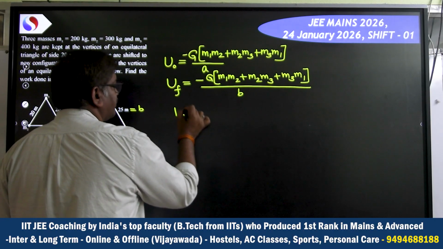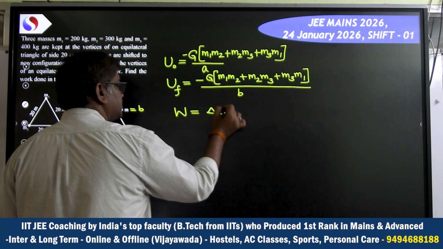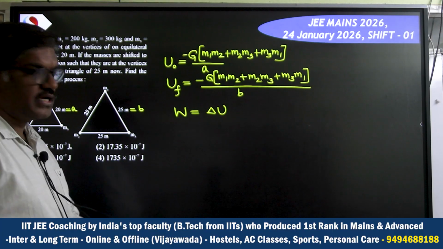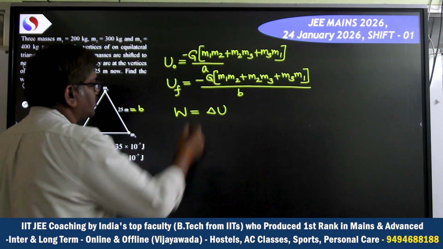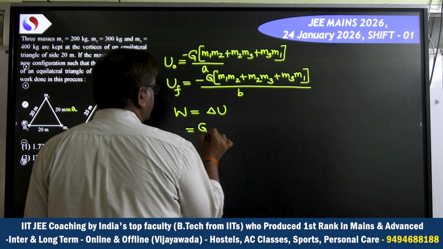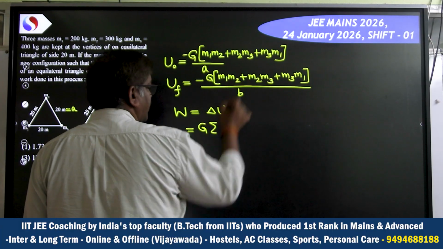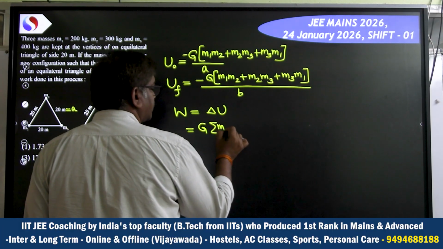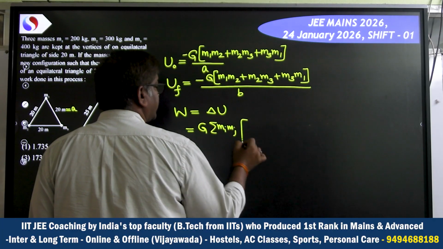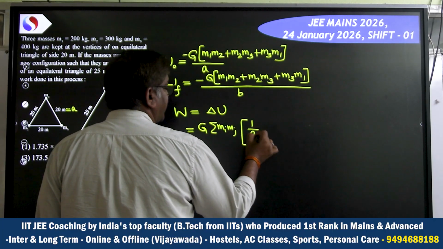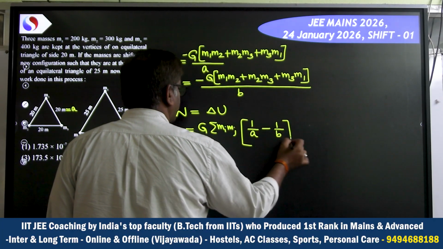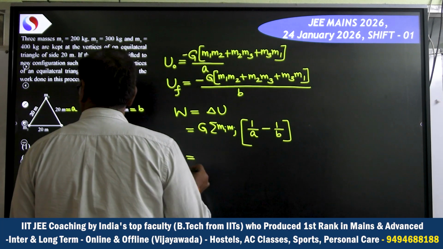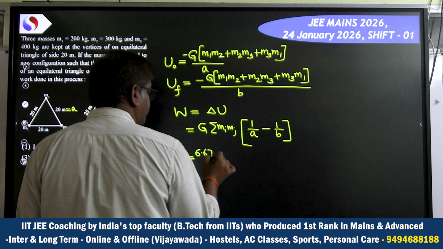To find the work done, we can say it is the change of potential energy. Whatever work you have done will be used as a change of potential energy. So this way we can clearly get this answer, summation of Mi Mj, and here you are getting 1 by A minus 1 by B. Okay. Substitute all these values, 6.67 into 10 to the power minus 11.